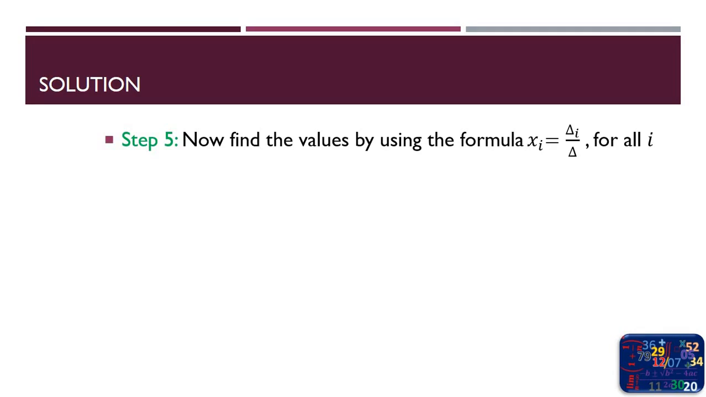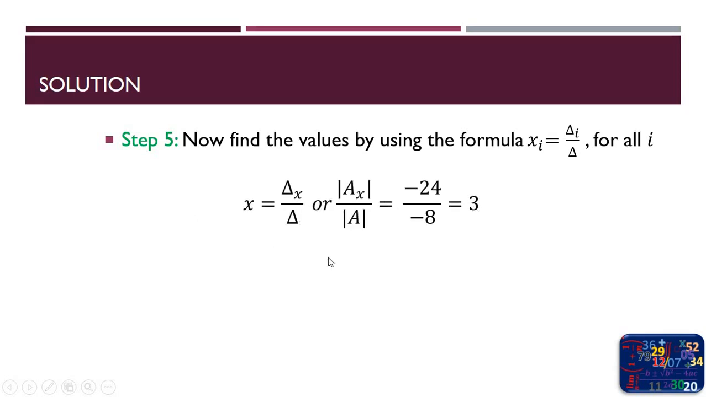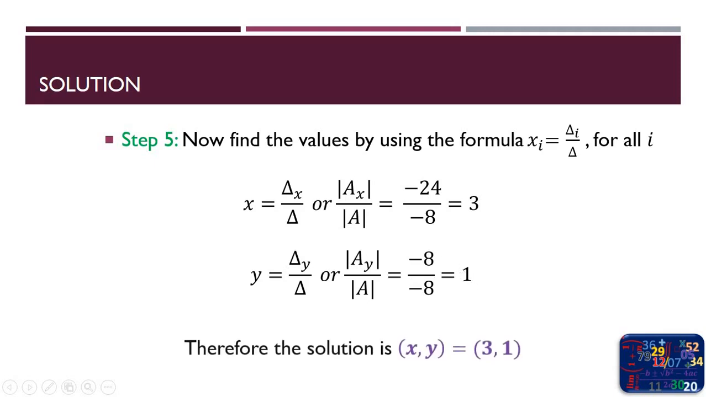So we have already named them as x and y. So this is nothing but x is equal to delta x divided by delta and y is equal to delta y divided by delta. So x is equal to delta x by delta and we have got the answer 3. That means the value for x is 3. The same way, substitute values for delta y and delta, we will get the value for y is equal to 1. Therefore, the solution is x comma y is equal to 3 comma 1.